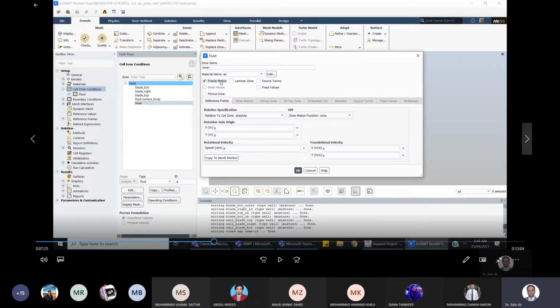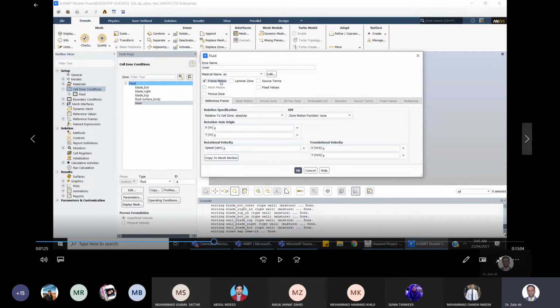For example, there are some zones which are static. In this case, this will be the far field. And there are some zones which are rotating. So how do we prescribe the rotary motion? We do that in the cell zone conditions. And whatever the boundaries are, how they are treated is set in the boundary conditions tab. So the rotation or static properties are prescribed for each zone in the cell zone conditions tab.